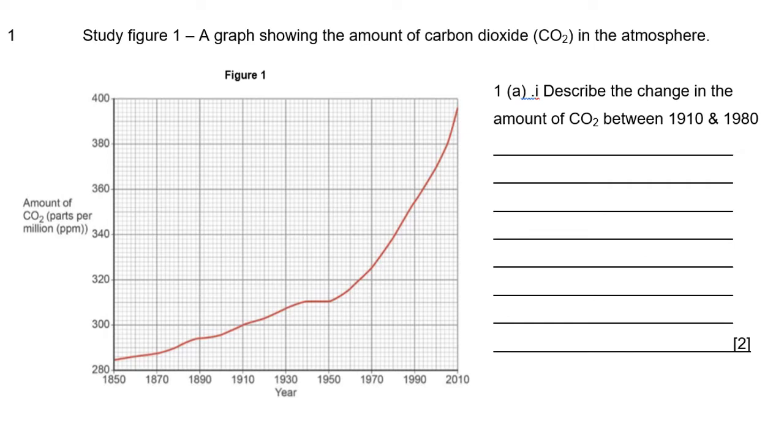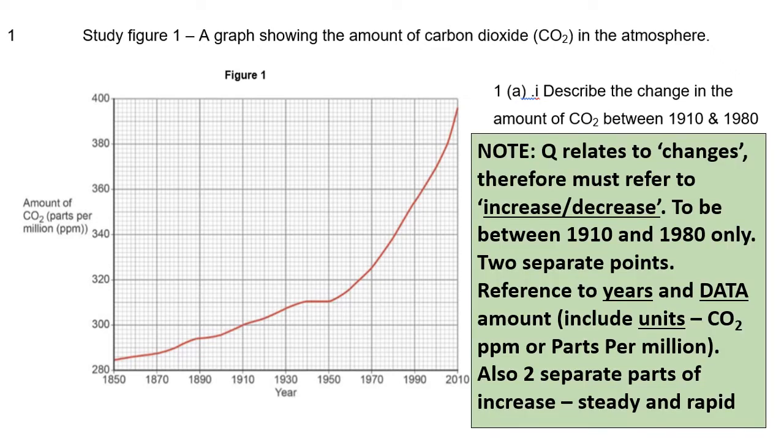Here we've got the first question, and it asks to describe the change in the amount of CO2 between 1910 and 1980. The key things to note on this, the question relates to changes, so therefore you've got to talk about the increase or decrease. And also there's two dates in there, 1910 and 1980.